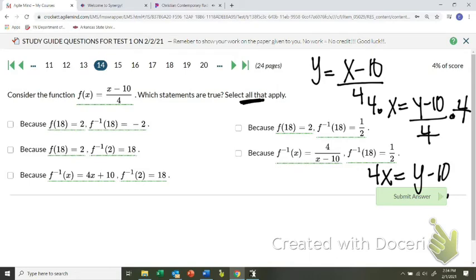JJ, what do I do next? To get y by itself. Not multiply. I'm trying to get this right here to just be y. What's the opposite of subtracting? Okay, so we're going to add 10 to both sides. What's 4x plus 10?